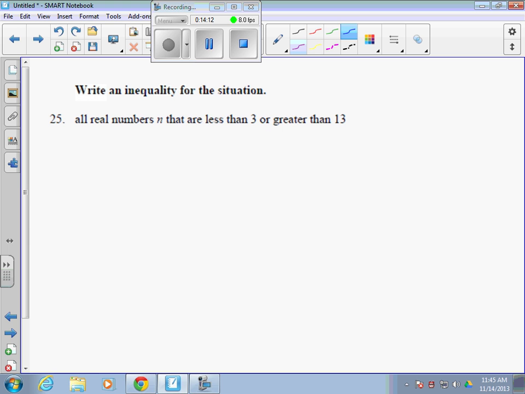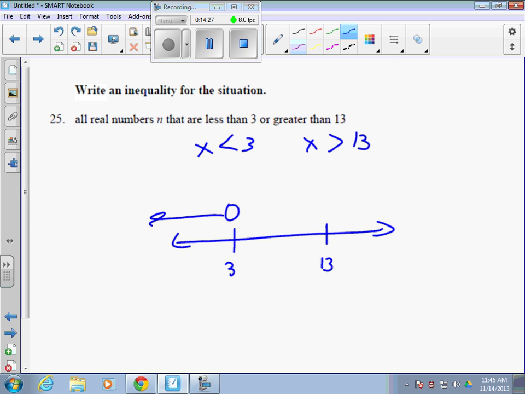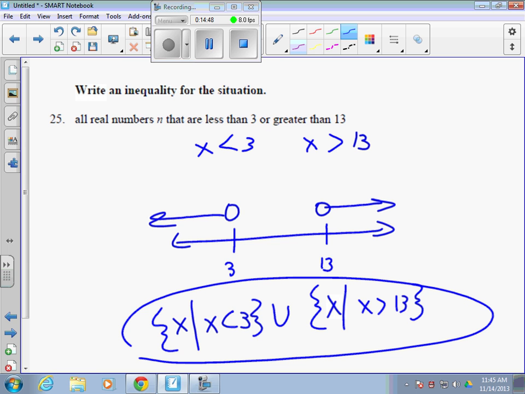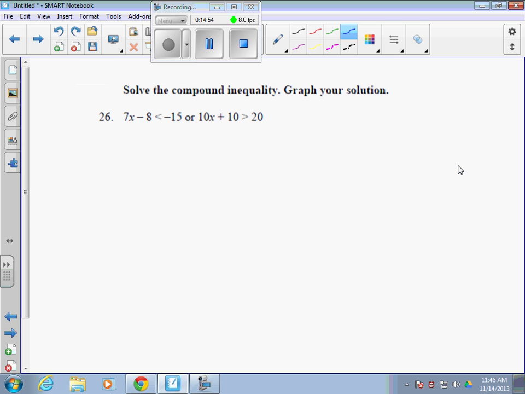And 25 says all real numbers less than 3 and greater than 13. So x is less than 3, greater than 13. When you look at that on an inequality line, you have 3 and 13. Less than 3 is that. Greater than 13 is that. So there's no overlap. That's an OR inequality. So again, x such that x is less than 3, or x such that x is greater than 13. Anytime they're OR inequalities, you just write them side by side.